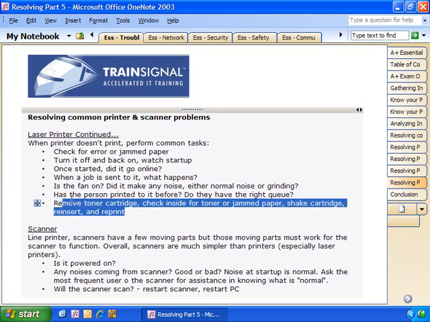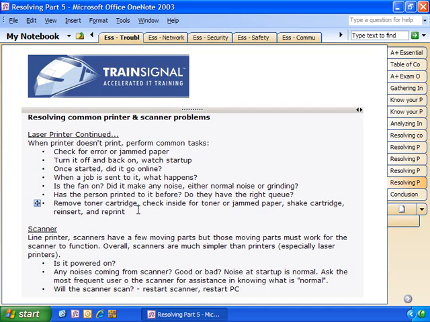You can remove the toner cartridge, check inside for toner or jam paper, shake the cartridge, reinsert, and try to reprint. That's commonly like the Control-Alt-Delete of the printer world: take out the toner cartridge, shake it, check for paper jams, put it back in, and try it again. Sometimes that'll work. Most of the time, it doesn't really resolve the problem. The problem's still there somewhere.